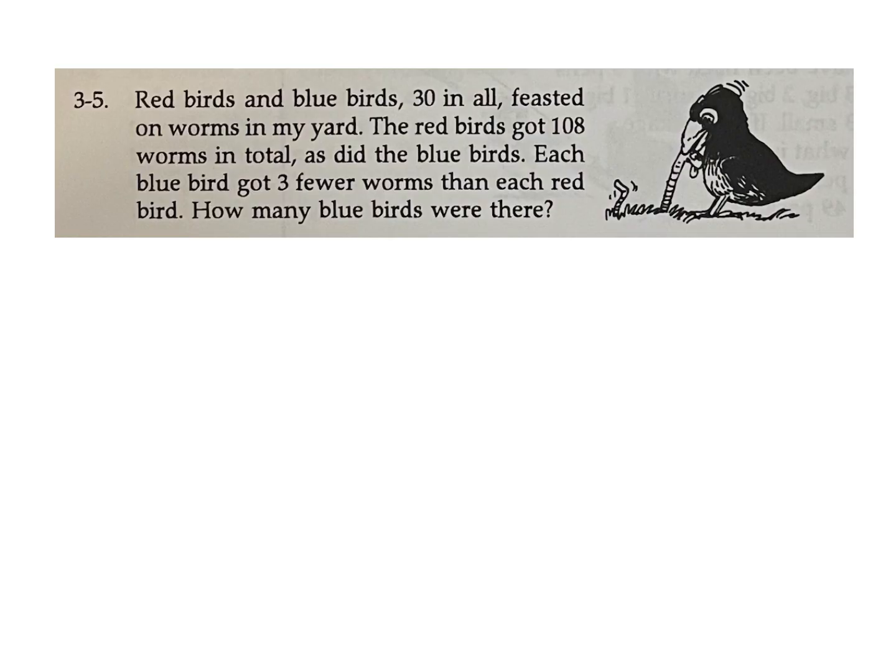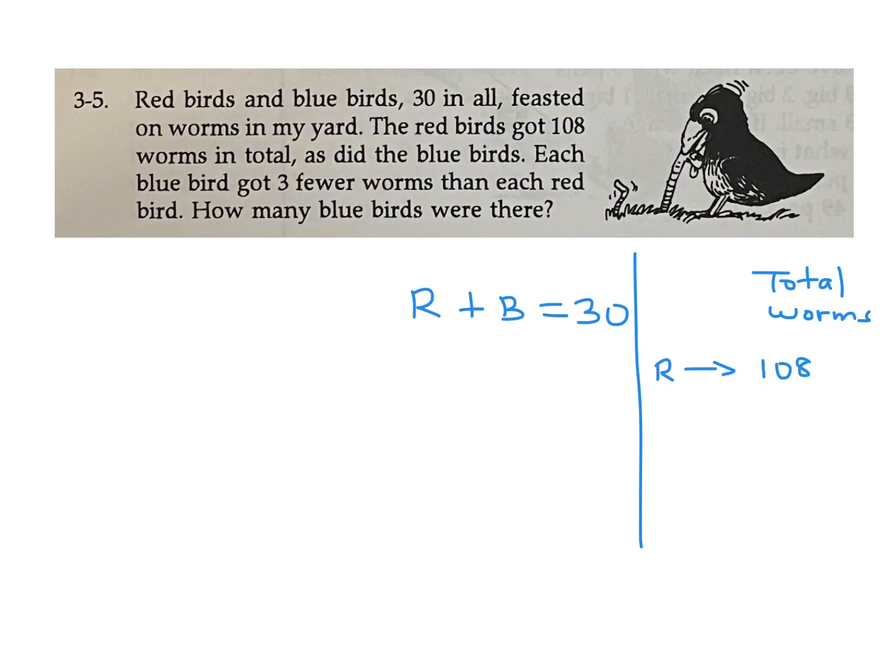Okay, so I'm going to call red birds R and bluebirds B, and the total is 30. And then the total number of worms for the red, they're saying was 108, and as did the bluebird. So for the bluebirds also is 108. But the difference is for each. So each bluebird got 3 fewer than each red bird. So that means, let's just say there was X worms per red bird. So that means for the bluebird, it would be X minus 3, according to what the question is saying.